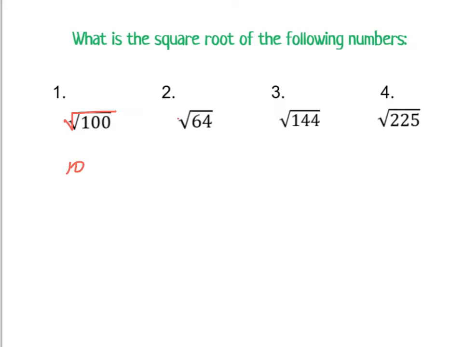Number 2, the square root of 64. What number when I multiply it by itself gives us 64? And that is 8. The square root of 144 is 12. And then lastly, the square root of 225 is 15. So again, the square roots are these numbers right here, 10, 8, 12, and 15. It's the number that when I multiply it by itself gives us the number inside our radical symbol.